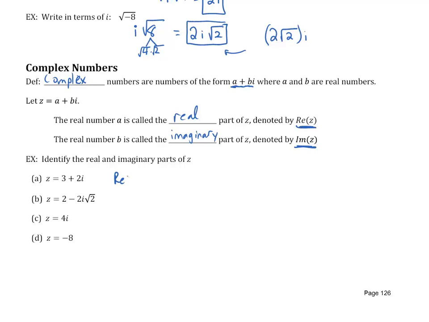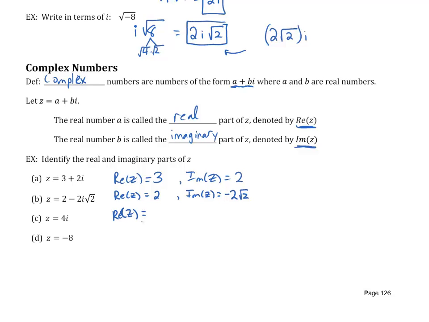So the real part of z in example A is 3, and the imaginary part of z is 2. Not 2i, it's the number that's out in front of the i as the imaginary part, okay? In example B, the real part of z there would be the number without the i, so it's just the number 2. The imaginary part of z would be the number that's times the i. So everything that's times the i, sign included, radicals included, would be -2 square root of 2.